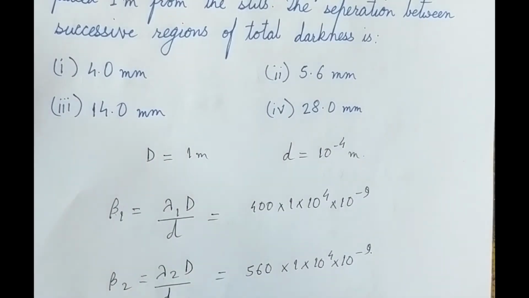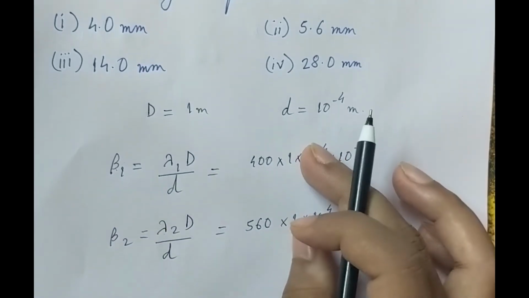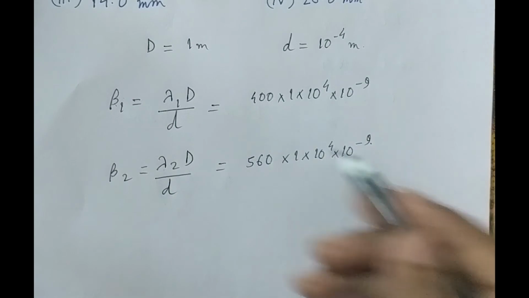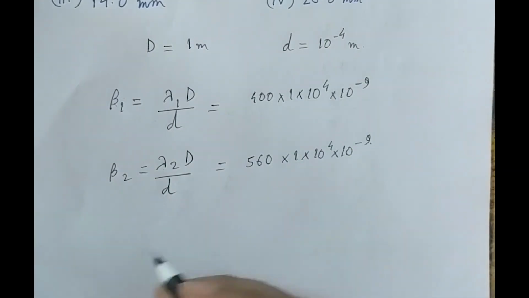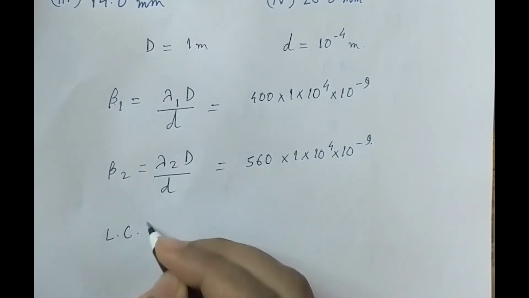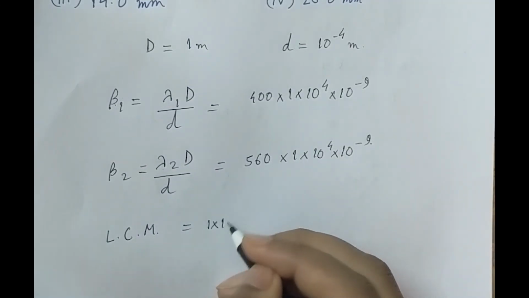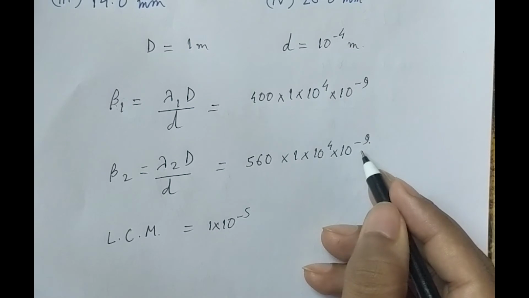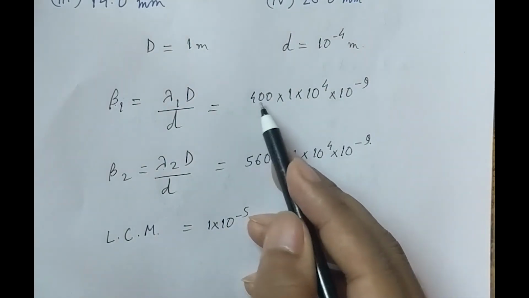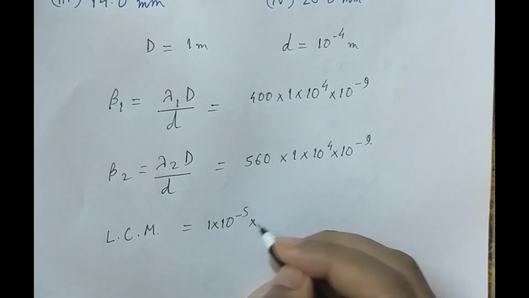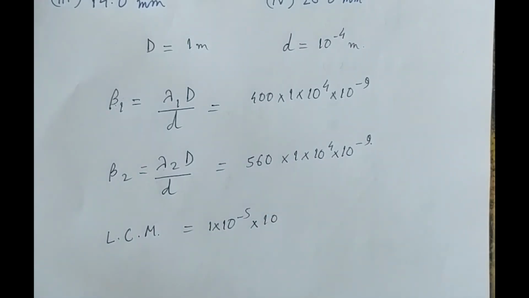So the way you find where these two are going to coincide is that you find the LCM of these two quantities. If I'm doing the LCM, you take out the common factor, that is 1 into 10 to the power 4 into 10 to the power minus 9, and you do the LCM of 400 and 560. You can take out another 10 from here, so 40 and 56.